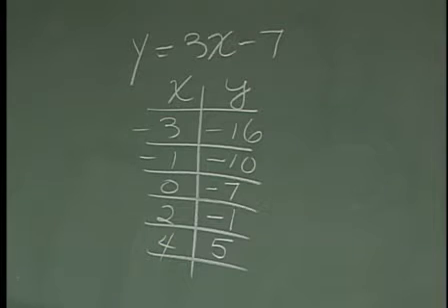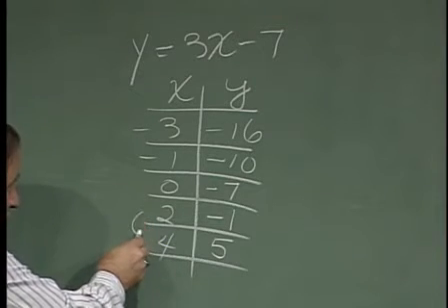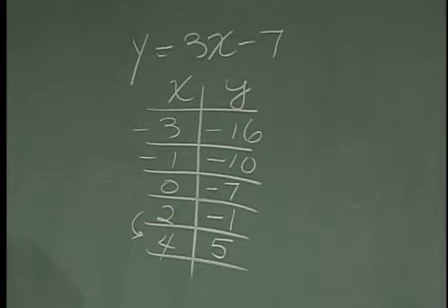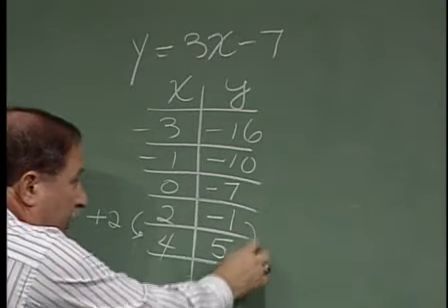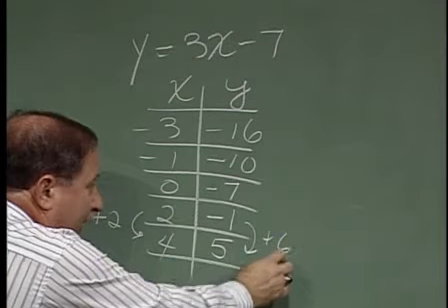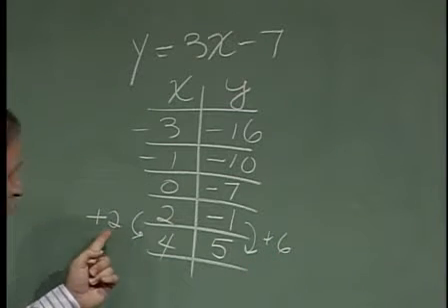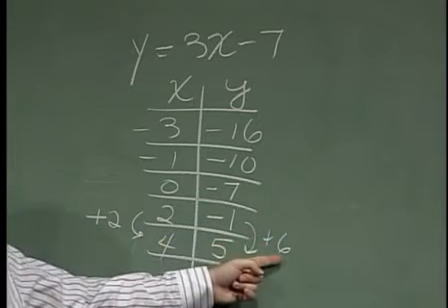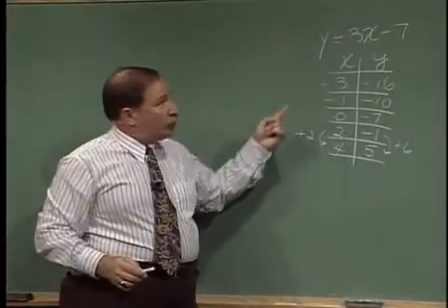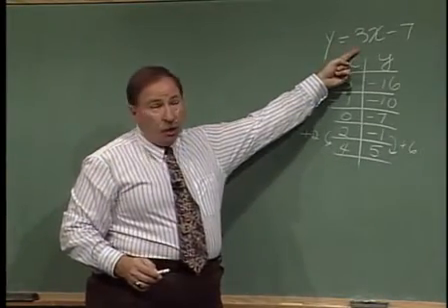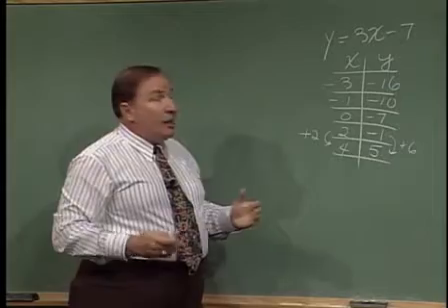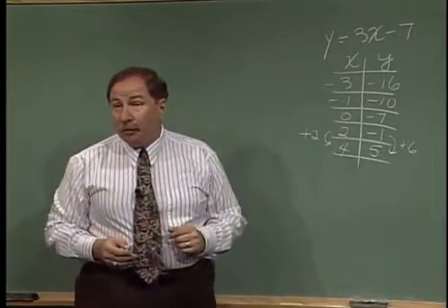You also might notice, for example, right here, as x went from 2 to 4, x increased by how much? Increased by 2. What did y do? Y also increased, but it increased by 6. When x changed by 2, y changed by 6. 6 over 2 is 3. Notice we're back. Our slope is 3. Now what do we do? We plot the points.